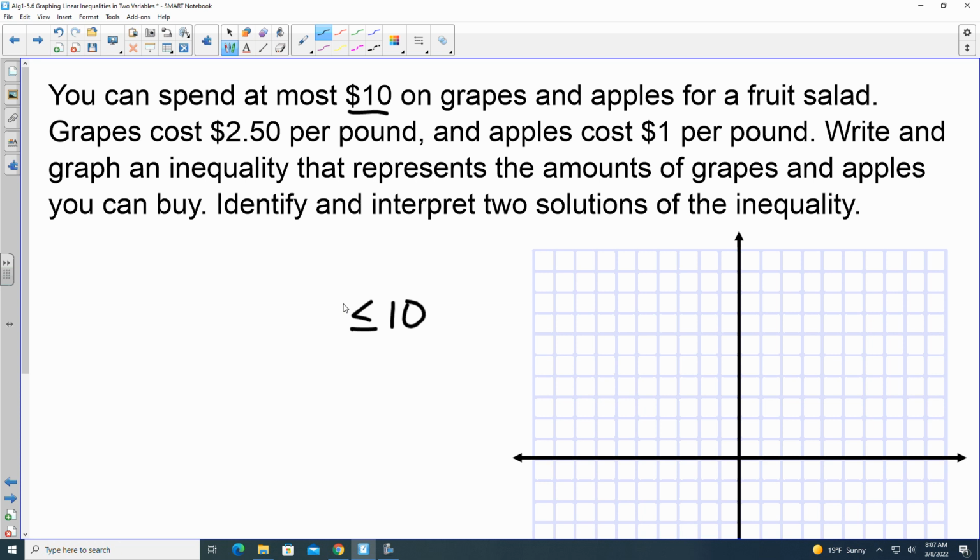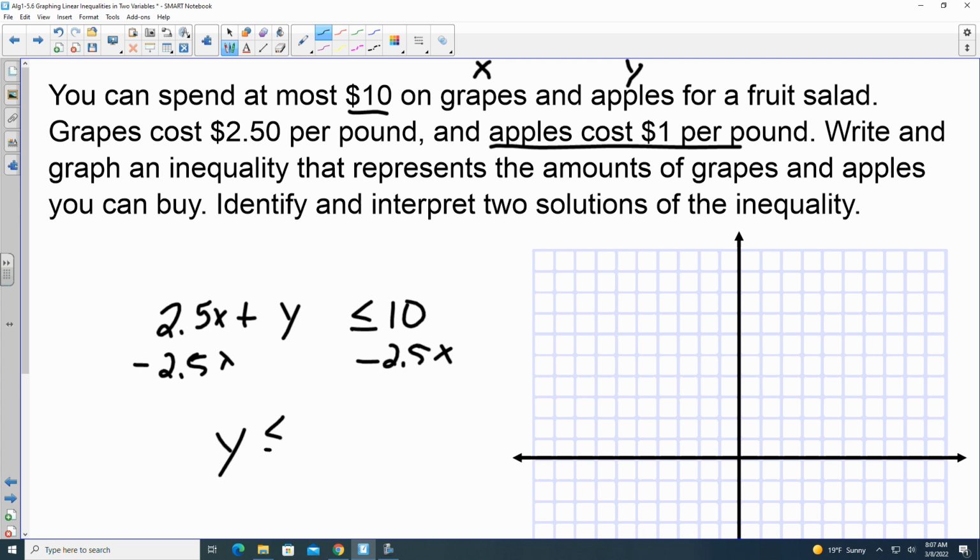Over here, this is represented with grapes. I'm going to call grapes x, and I'm going to put apples as y. The reason why I'm doing that is because apples is $1, which means I can easily substitute that in there. So I can say that this is going to be 2.5x plus y is going to be less than or equal to 10. So to get this into slope-intercept form, I'm going to subtract 2.5x from both sides. So now I got y is less than or equal to negative 2.5x plus 10.